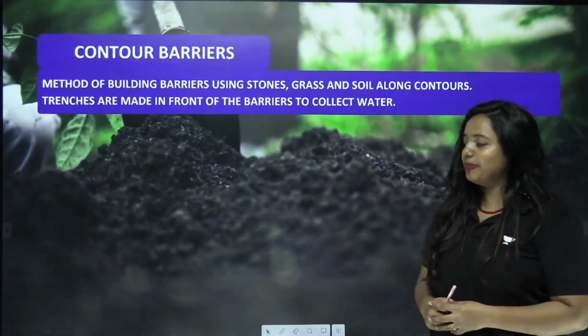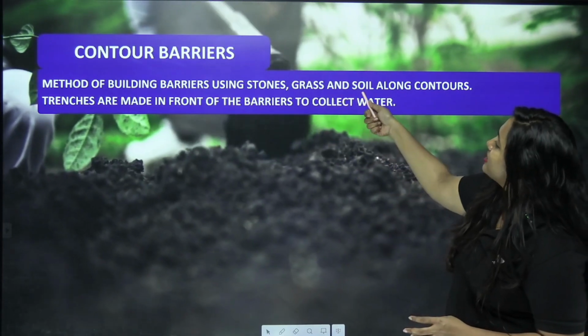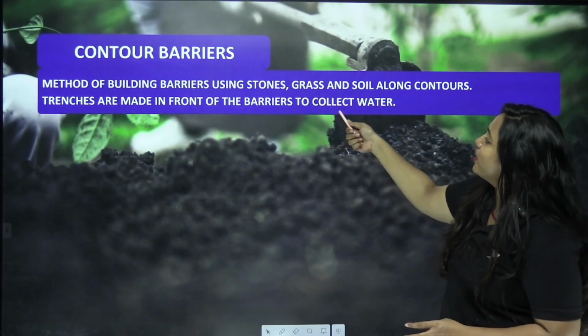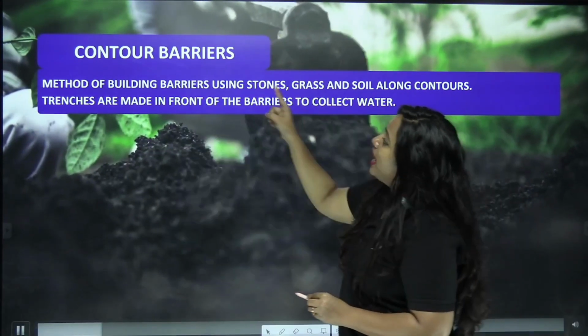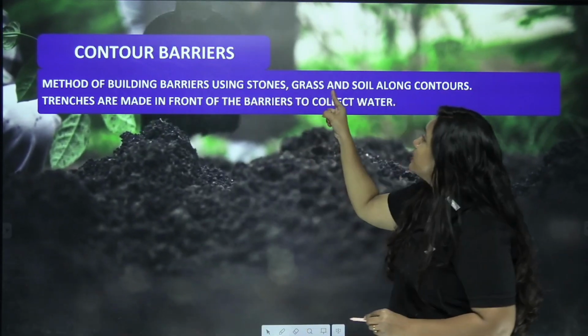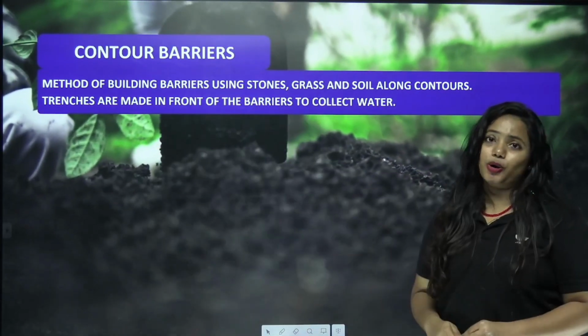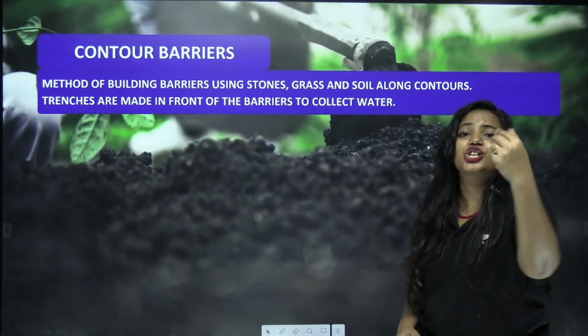Here is the second method. What is it? Contour barriers. Method of building barriers using stones, grass and soil along contours. Trenches are made in front of barriers to collect water. So this is actually a method of building barriers using stones, grass and soil. So we are going to create a barrier using these products. Similarly, we are going to add some trenches to collect water.